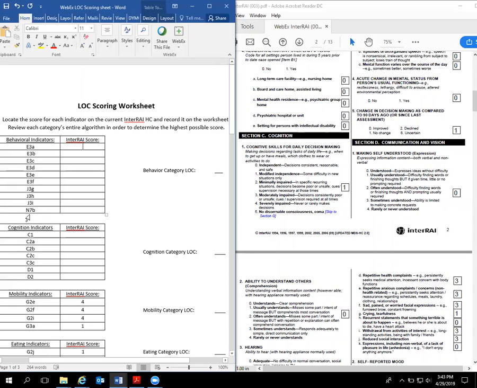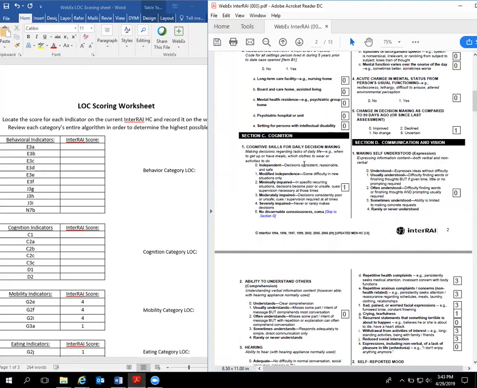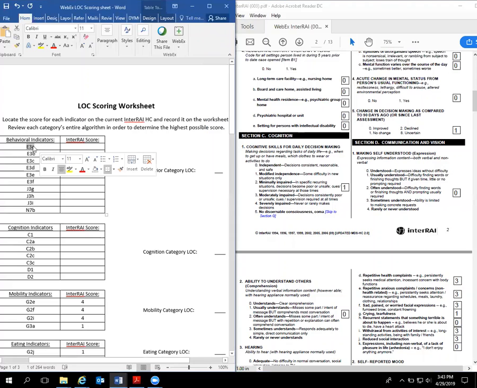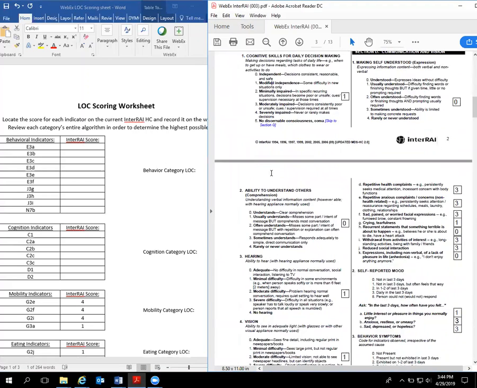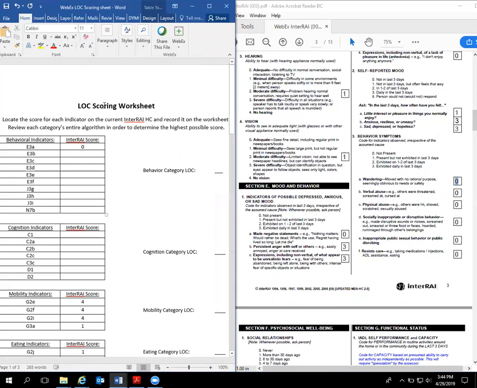So you'll see behavior is broken down into 10 indicators. And these indicators, again, are the same indicators that are here on the algorithm. They're just listed out here clearly. So the first indicator for behavior is E3A. So we will scroll to section E, number 3, letter A, and that is wandering. And the code in the box next to this question is a 0, and that is what we are looking for to put into our worksheet. So we will put 0 next to E3A on the worksheet.